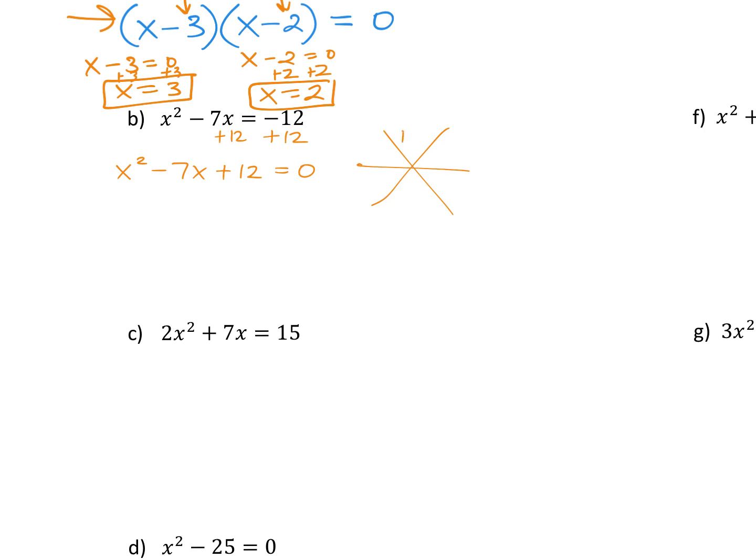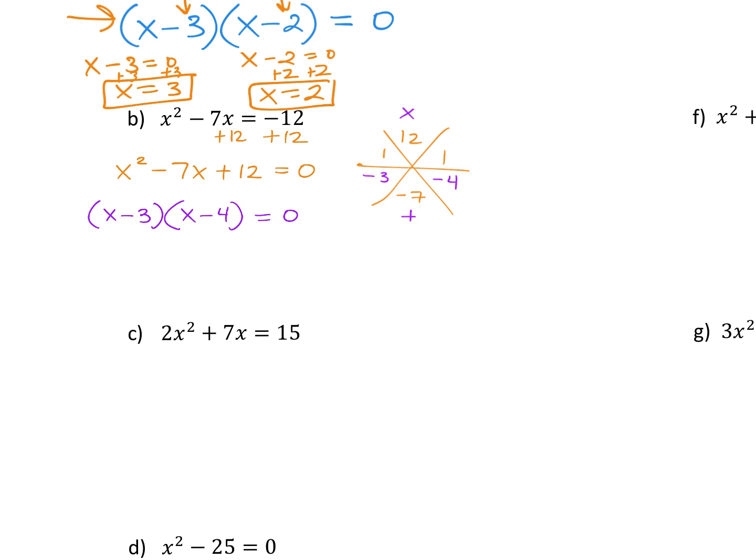Up top, you have a 12. On bottom, you have a negative 7, and your A term is 1. What can you multiply to get 12 that you can add to get negative 7? Negative 3 and negative 4. So my factored form is x minus 3, x minus 4, and don't forget we're setting it equal to 0.